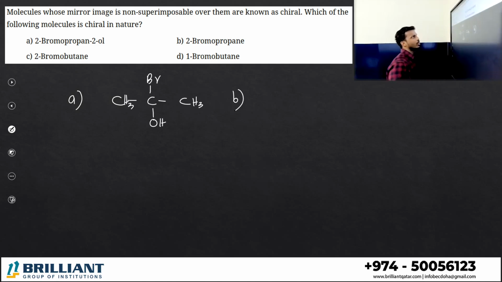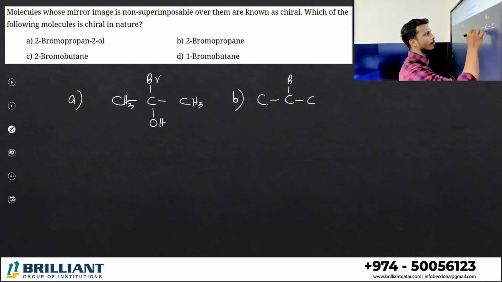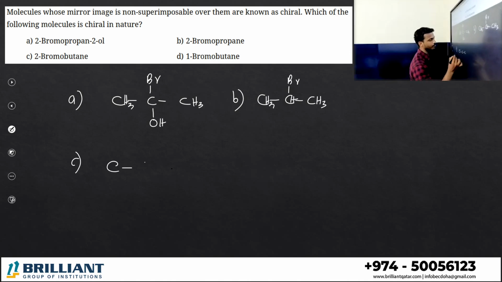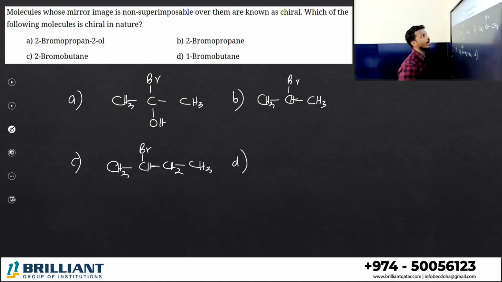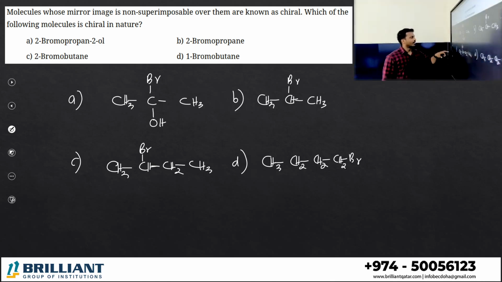Option B, what is it? 2-bromopropane. Okay. What is the option C compound? 2-bromobutane. Okay. And what is the last one? 1-bromobutane. Fine.